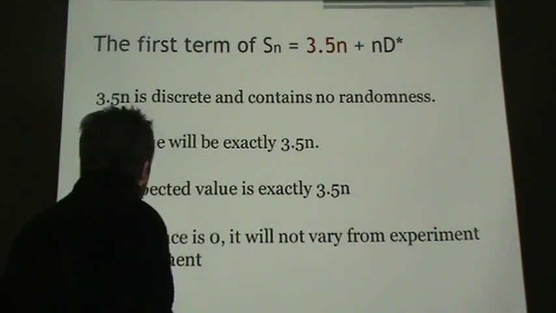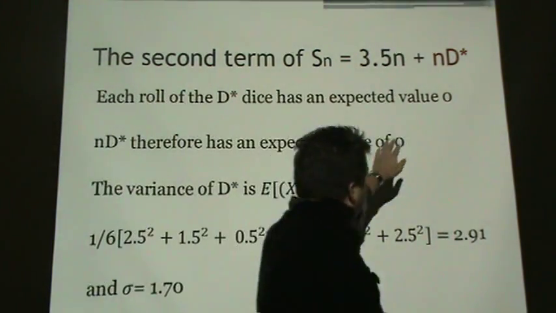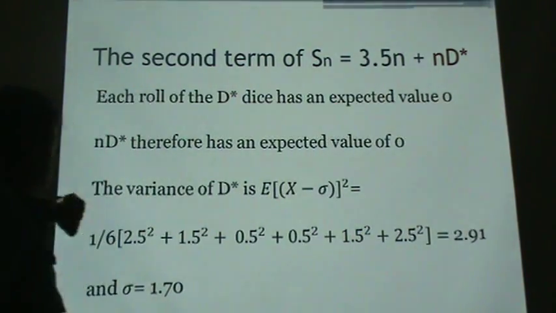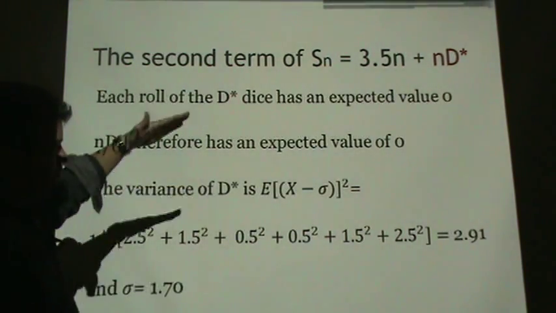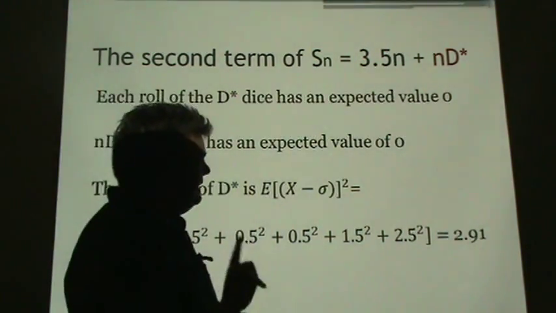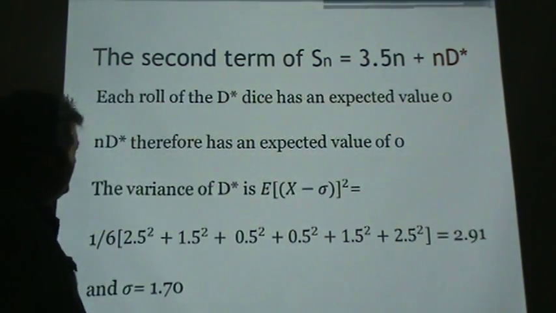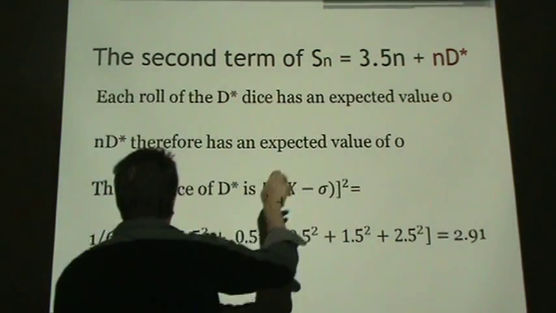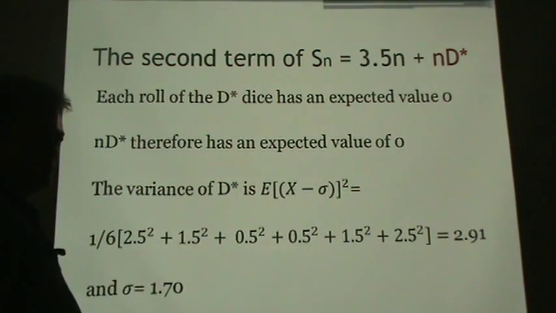Let's talk about the second term, n times this new dice. Each roll of the new dice has an expected value of 0, right? Because we made it symmetrical: plus a half, plus 1.5, plus 2.5, minus a half, minus 1.5, minus 2.5. So it's an interesting dice in that its expected value is 0, whereas the original dice, the dice we're used to, has an expected value of 3.5. This one has an expected value of 0. So each roll of this new D star dice has an expected value of 0. If we rolled it n times, the expected value would still be 0.